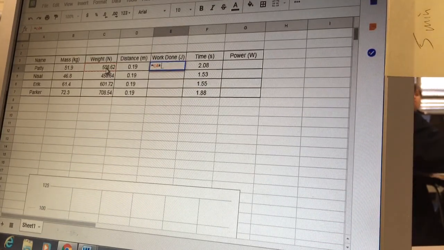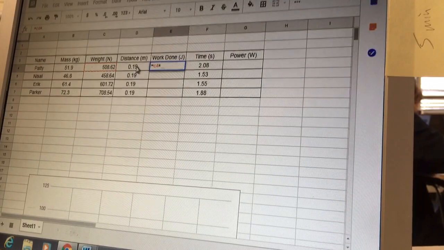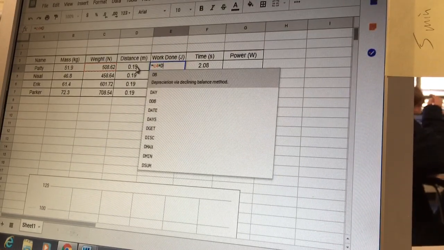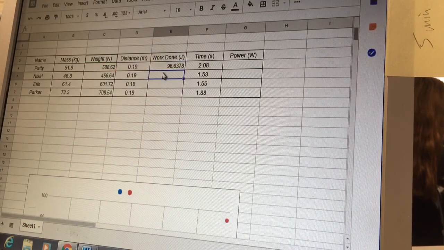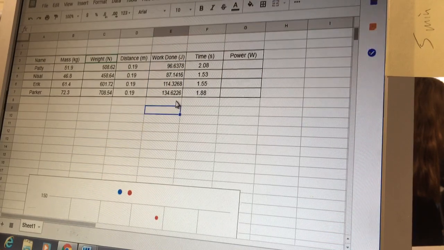And then what am I going to multiply by? The distance, right? And the distance is in which column? D. D4. Hit enter. Gives me an answer. I click on that little blue square, drag it down, and boom. I've got all the work for everybody.